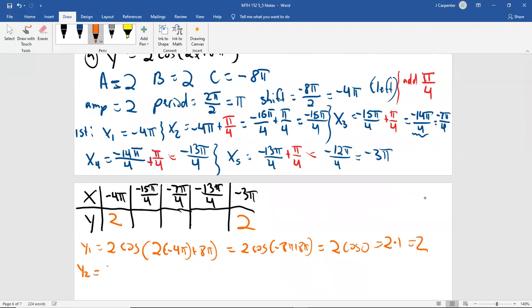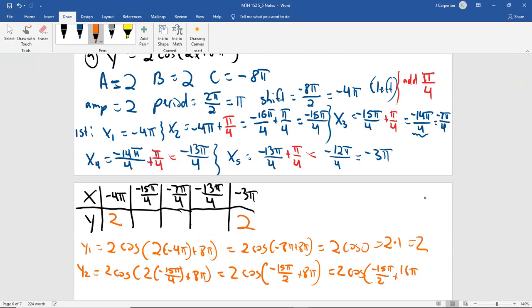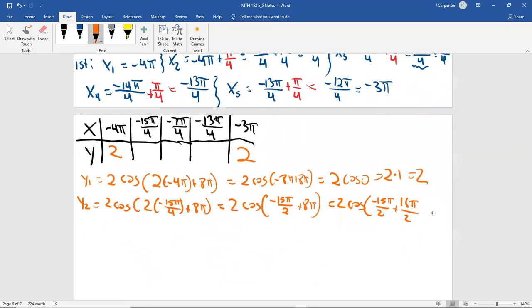So let's do y2 equals 2 cosine of 2 times negative 15 pi over 4 plus 8 pi. Open, open, close, close, good. Which is 2 times the cosine of the 2 and the 4 will reduce to a 1 and a 2. So that's negative 15 pi over 2 plus 8 pi, which you'll have to get an LCD on, which will be negative 15 pi over 2 plus 16 pi over 2, which is 2 times the cosine of negative 15 plus 16 is 1, so it's just pi over 2, which is what you always expect that input to turn into after the processing.